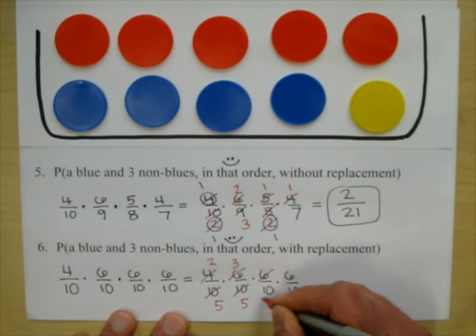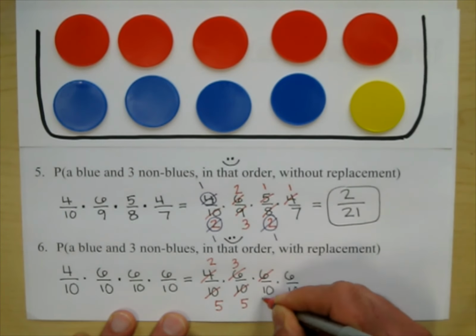Okay, can anything cancel? Yeah, the 5 over 10 becomes 1/2. The 4 over 8 becomes 1/2. And the 3 over 9 becomes 1/3. So I have 1 times 1 times 1 on the top, which gives me a 1. And then I have 2 times 3, which is 6 times 2, that's 12. 1/12 is the answer.